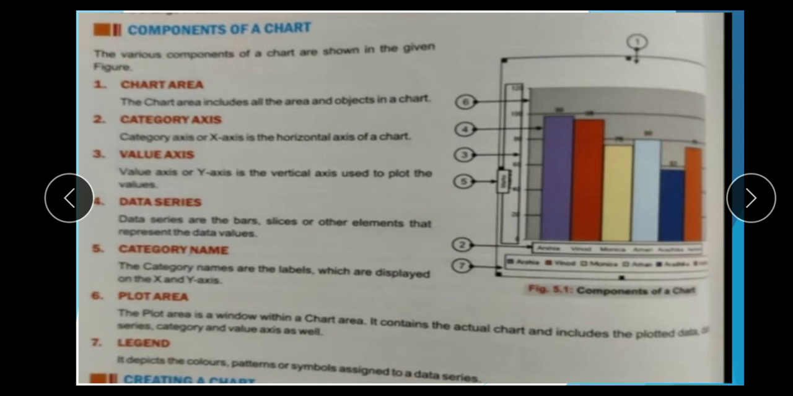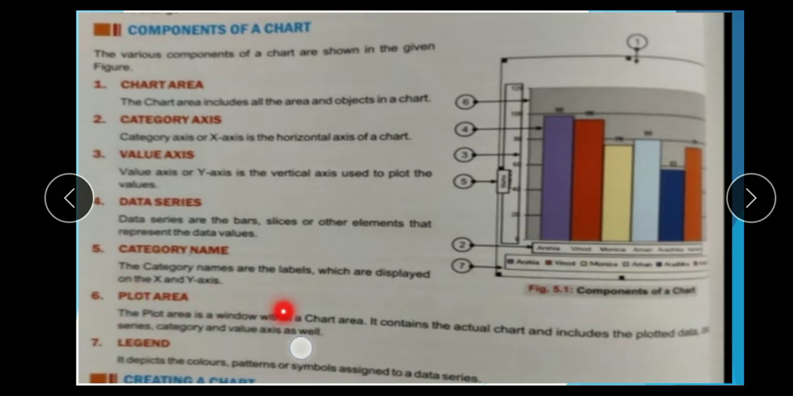Fourth, data series. Data series are the bars, slices, or other elements that represent the data value. Data series means representing the data value, just like here 0 to 20, 20 to 40, 40 to 60. These represent the data series. Fifth, category name. The category names are the labels which are displayed on the x or y axis. Here the name of the category means representing anything, right? It is called the category name, either horizontal or vertical.